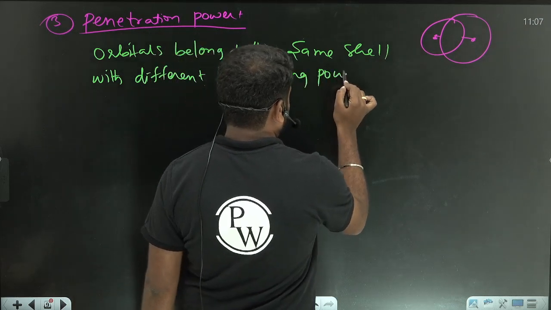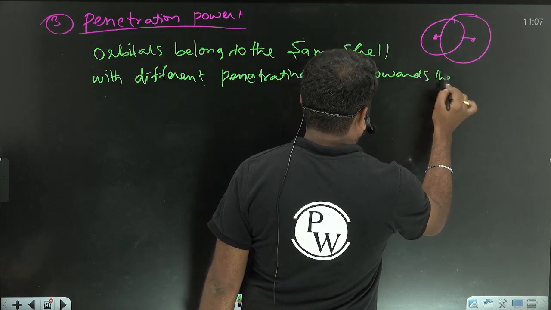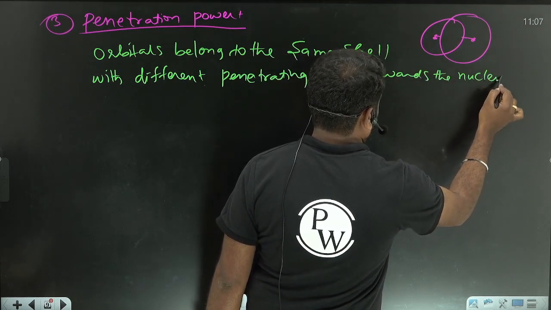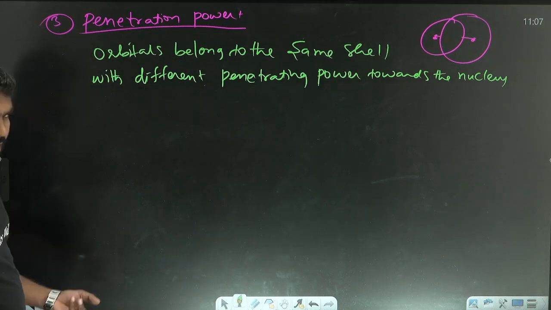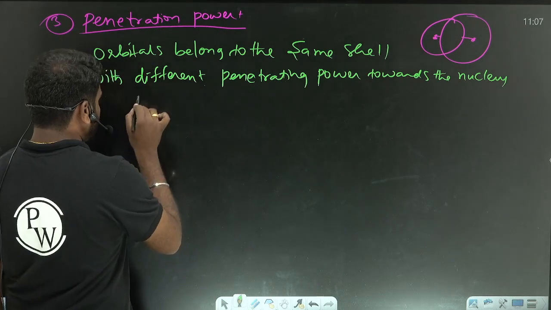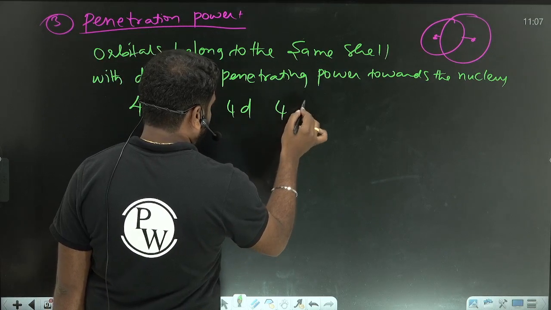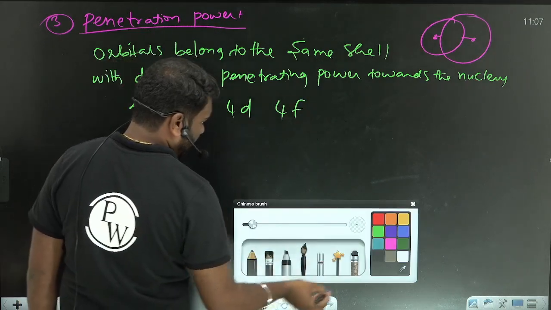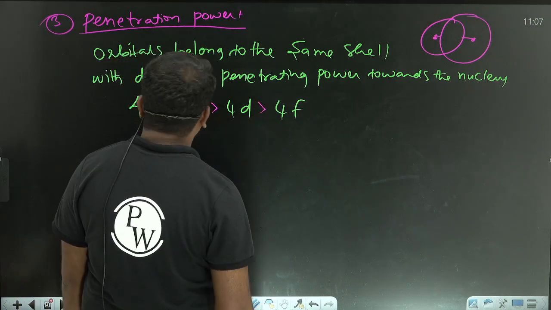Penetrating power towards the nucleus. The p orbital has less penetrating power, the s orbital has more, the d orbital has even less, and the f orbital has even less. So for example, let us take a series: 4s, 4p, 4d and 4f. So what is the penetrating power, sir? The penetrating power of 4s is more compared to 4p, 4d and 4f.